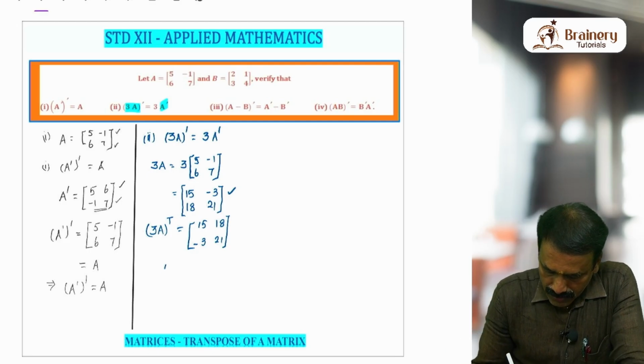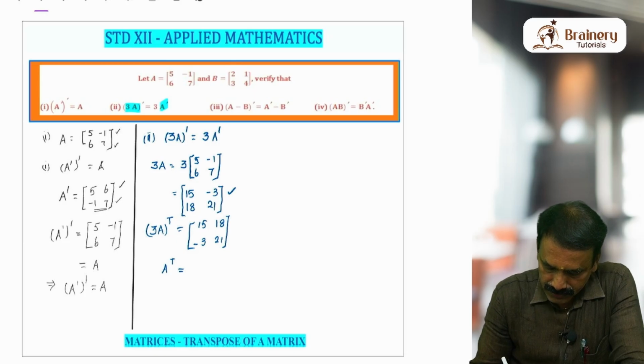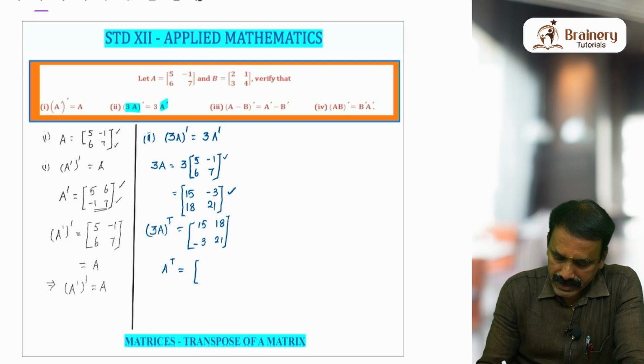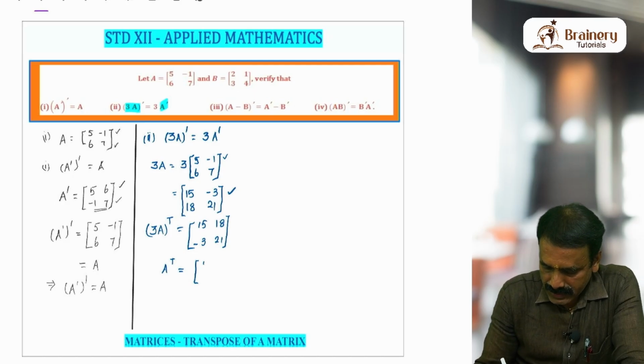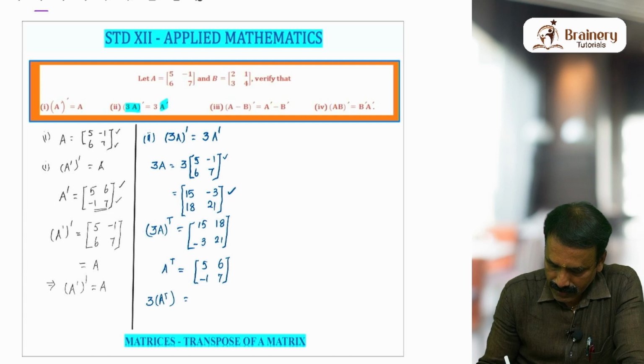Now A transpose. A transpose is nothing but writing the A matrix transpose. So it is going to be, already we found out. Is it clear? We are changing it. Write the row element as column element. So it is 5, minus 1, 6, 7. 3A transpose, 3 into A transpose it is. So 3 multiplied with 5, 6, minus 1, 7.